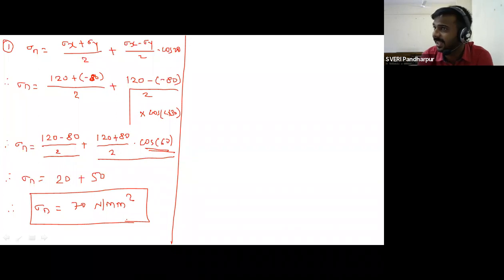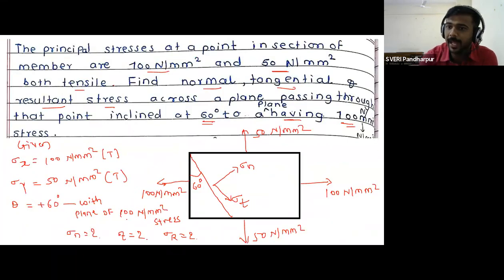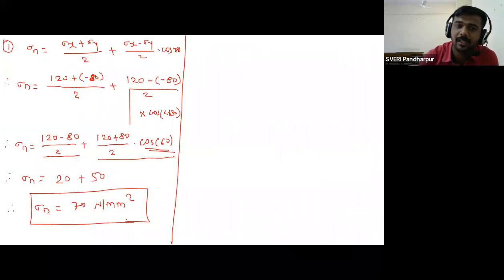The challenging task in it is what? The theta value. If you see each and every problem, every time the statement representing the theta value is different. In problem number 1, they have given the theta value with the plane having 100 Newton per mm square. Then we first need to know whether that 100 Newton per mm square is on the vertical plane or the horizontal plane. In the second problem, they have given the theta angle with the compressive stress axis. Using that theta angle and the rule of adjacent angle, we have converted that theta with the major principal plane or vertical plane. So the challenging task is to consider the theta value.